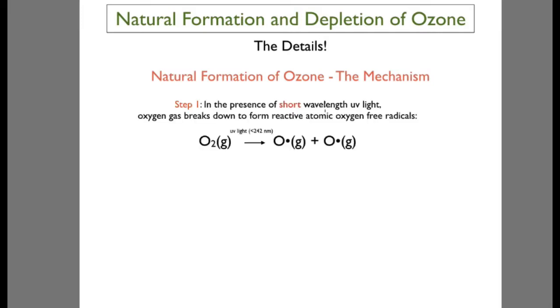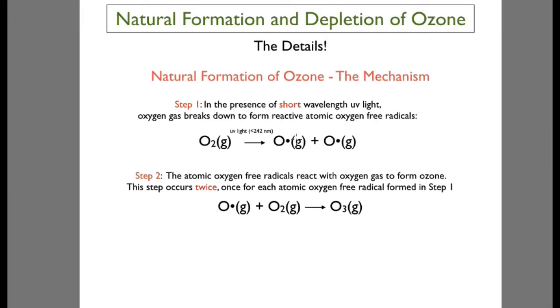Step 1 in the formation of ozone. In the presence of short wavelength UV light, oxygen gas breaks down to form reactive atomic oxygen free radicals. Here. And you can see the wavelength of the UV light is below 242 nanometers. A free radical is an extremely reactive atom, and it has this unpaired electron on it.